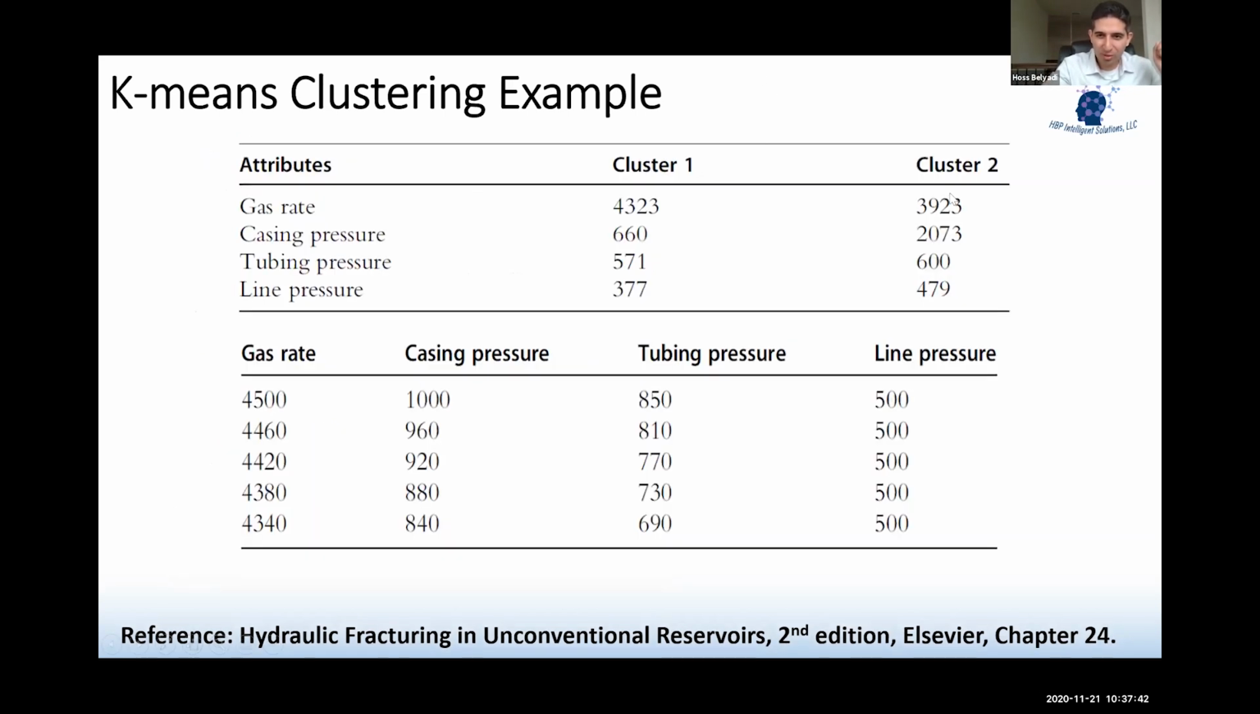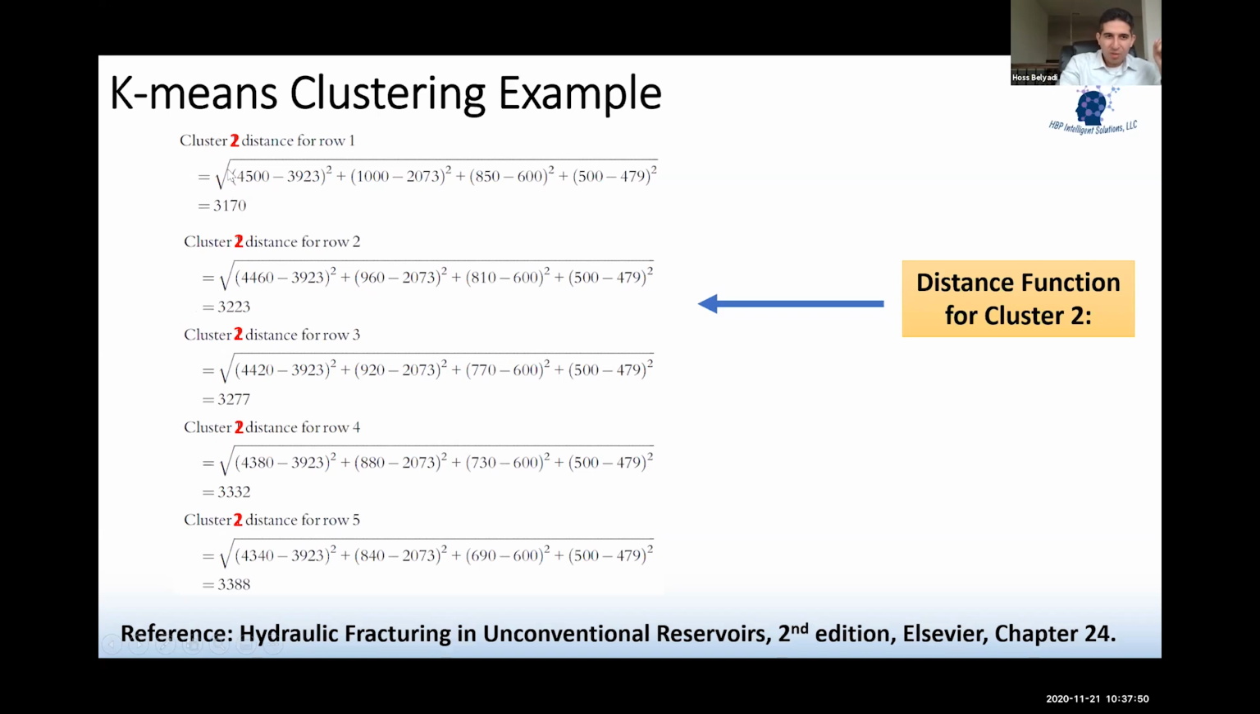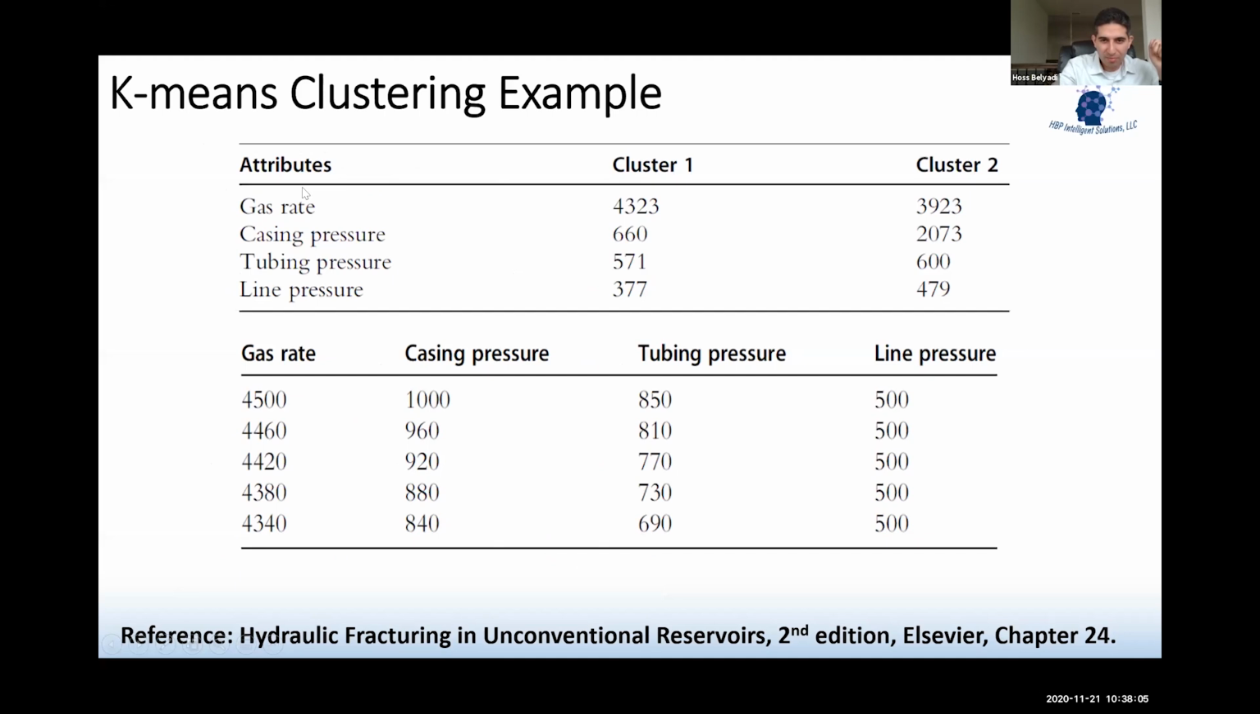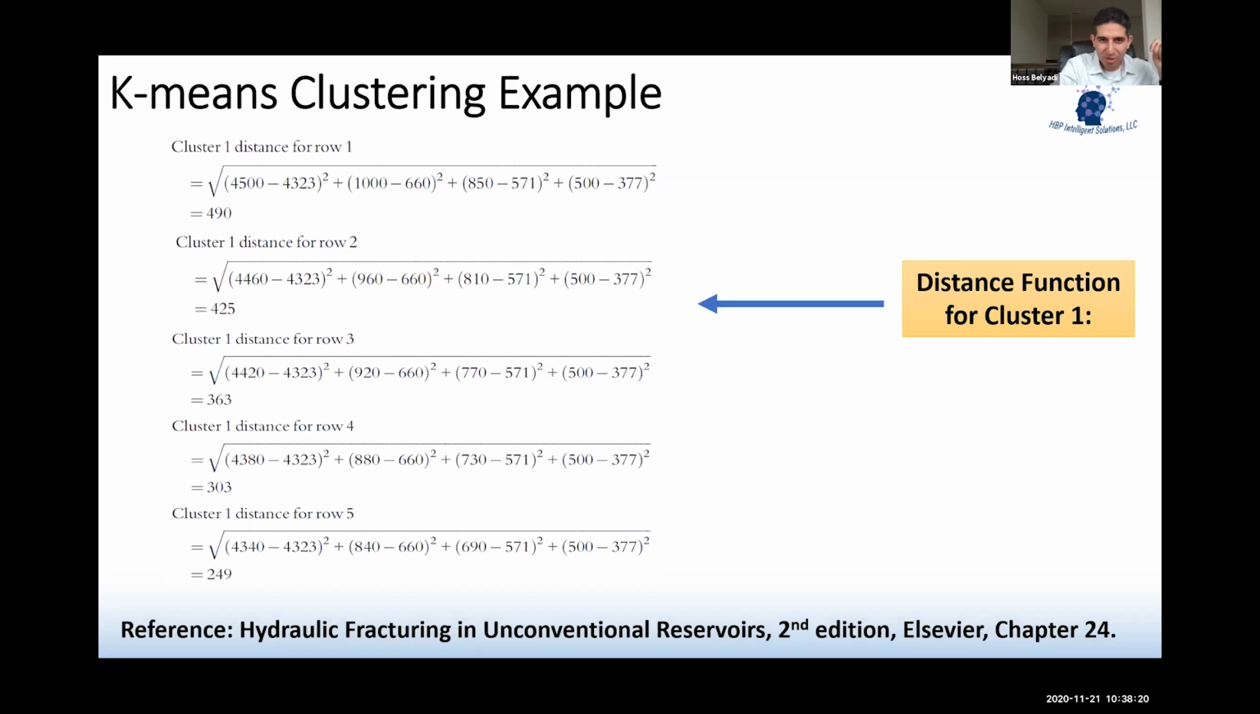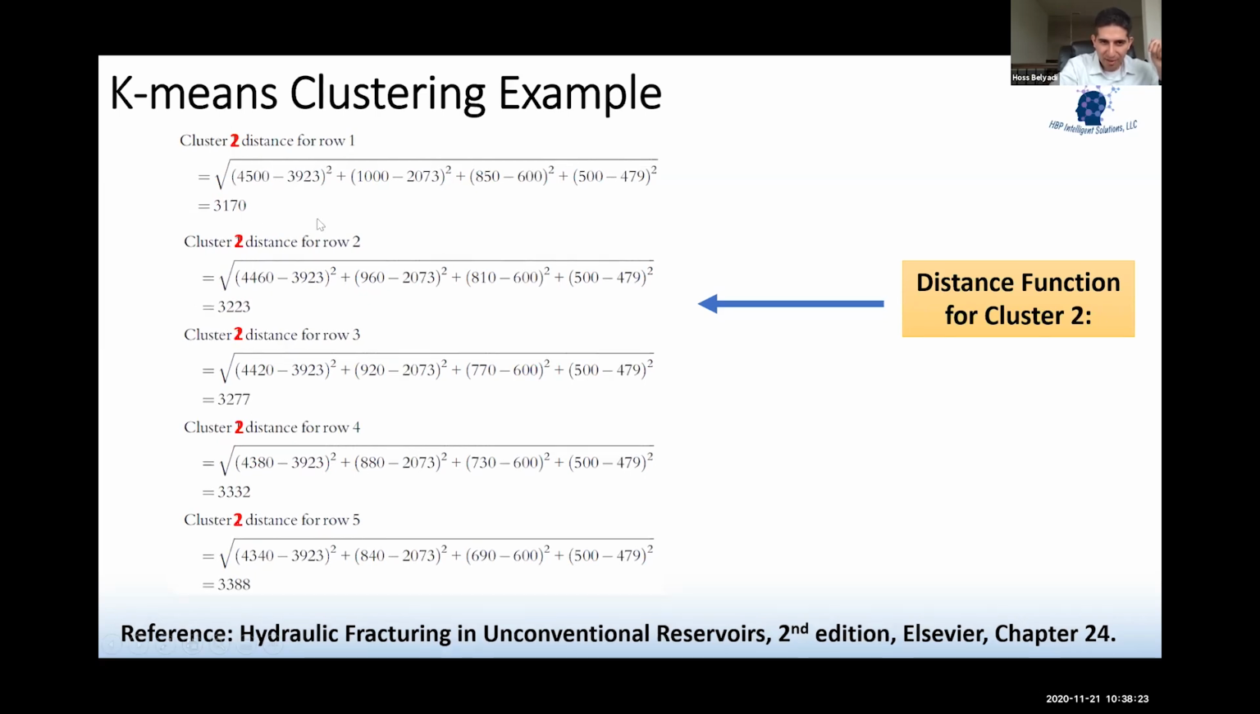Because remember, cluster 2 centroids are different than cluster 1 centroids. Let's go back here. Now you can see cluster 2 distance for row 1, row 2, row 3, row 4, and row 5. Again you have 4,500 minus 3,923. Instead of 4,323, now we're using 3,923, because we have moved on from cluster 1 to cluster 2. Do the exact same calculation and repeat it. Then you get 3170, 3223, 3277, and so on.